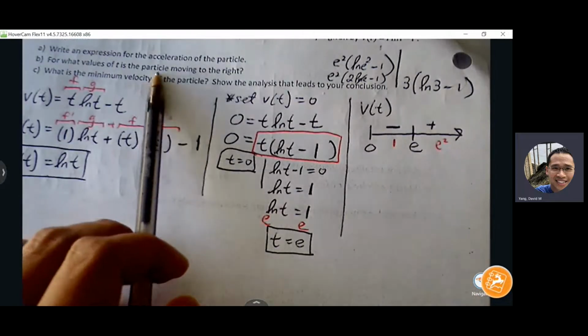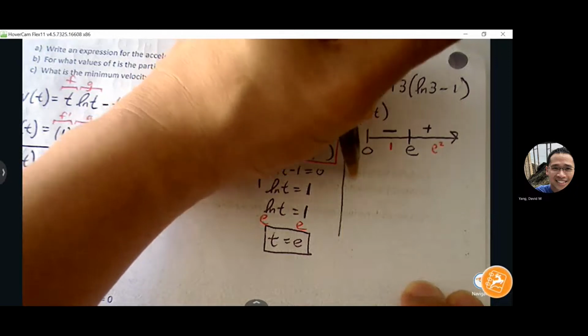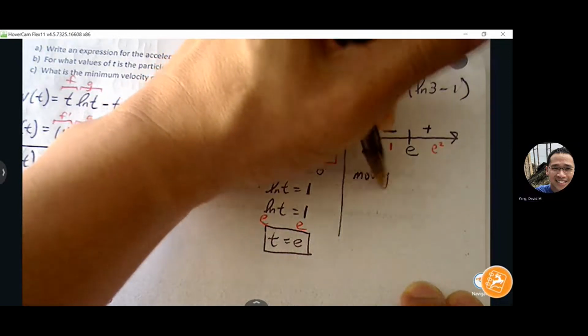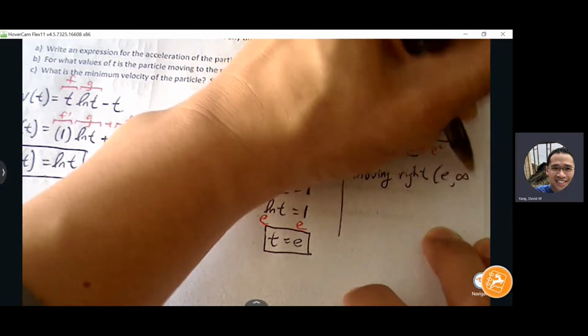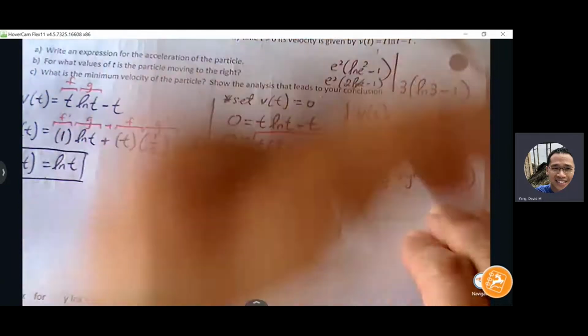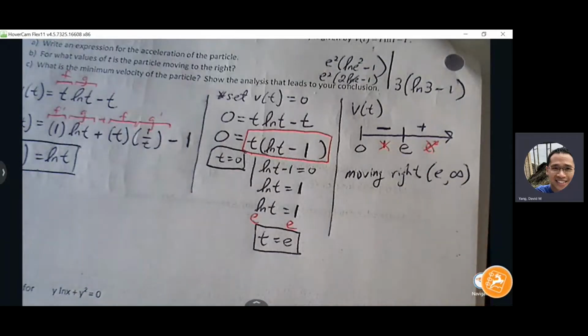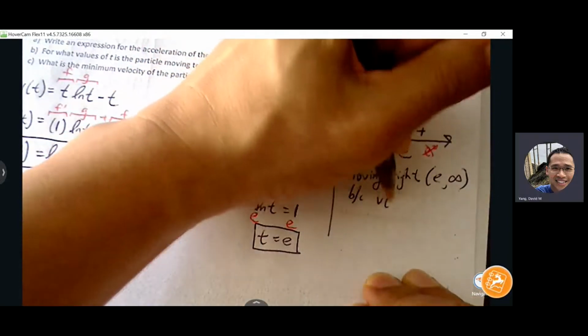So for what values is the particle moving to the right? Moving right from e to infinity. Again, whatever value you test is not part of any other part of the problem. The whole point of the 1 and e squared is to get the signs to show up. After that, we don't have a use for it. And the reasoning is because velocity is greater than 0.